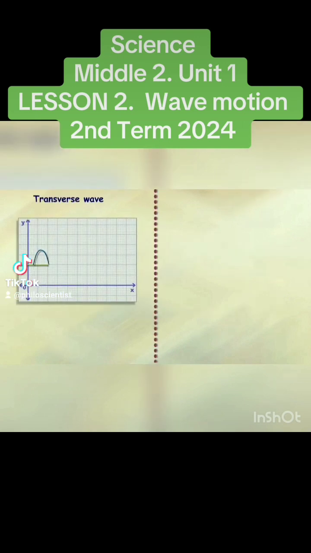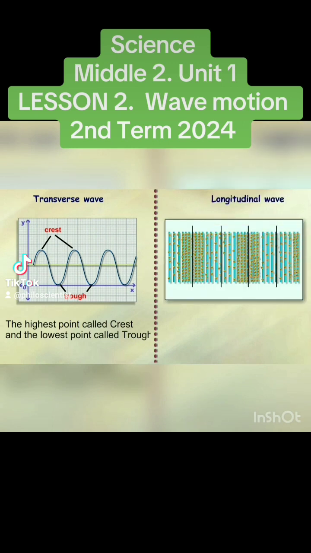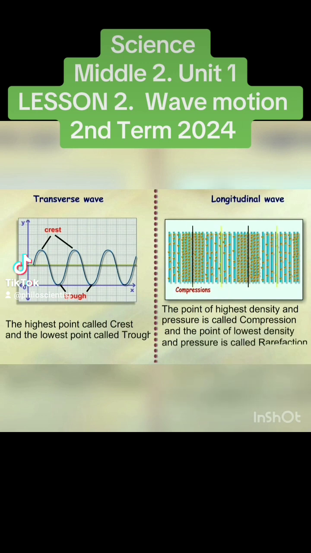The transverse wave can be represented by this graph. The highest point is called the crest, and the lowest point is called the trough, while the longitudinal wave can be represented by this figure. The point of highest density and pressure is called compression, and the point of lowest density and pressure is called rarefaction.